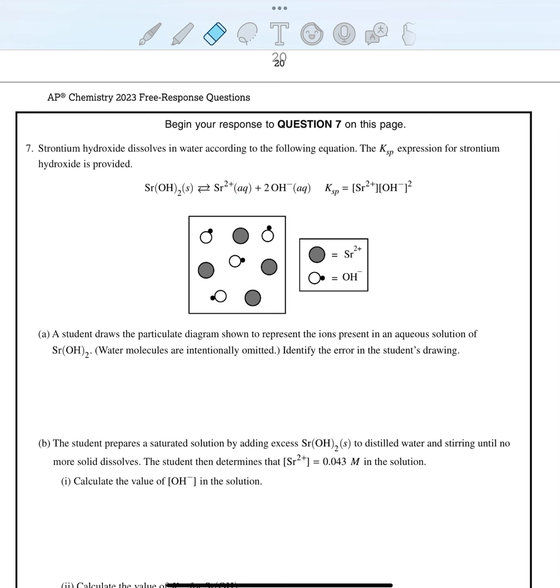And so if we look at our Ksp constant, it will equal the concentration of strontium times hydroxide squared. So those are the concentrations of your products raised to their mole ratio, divided by, in this case, 1, because usually the reactants go here, but this is a solid as a reactant, so we don't have a concentration for that.